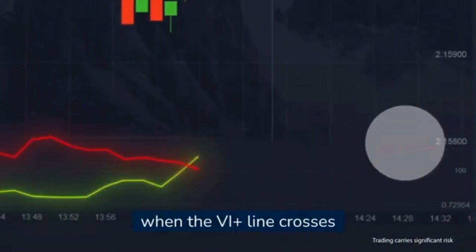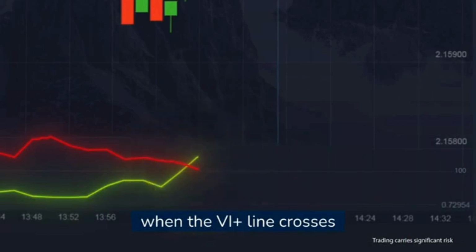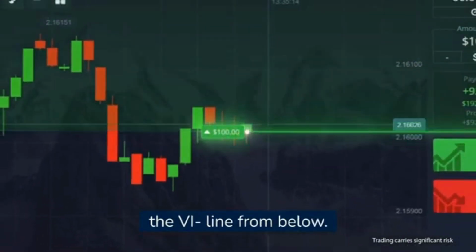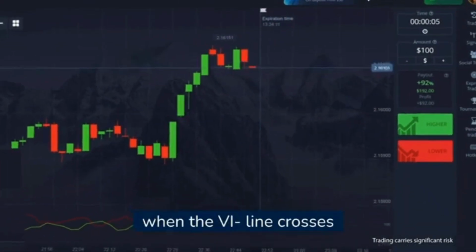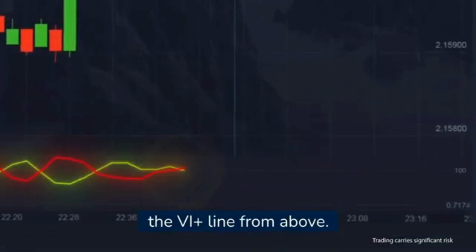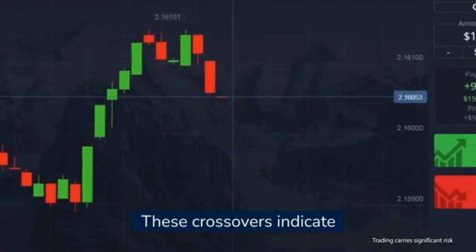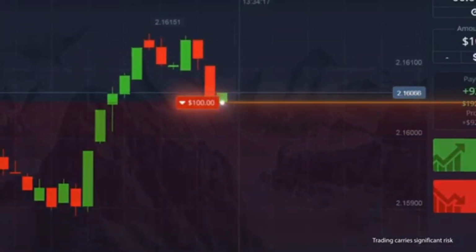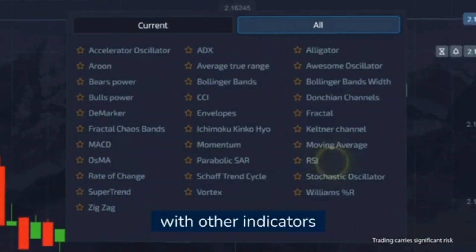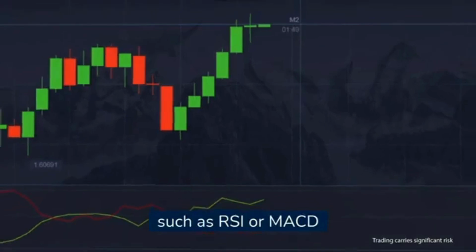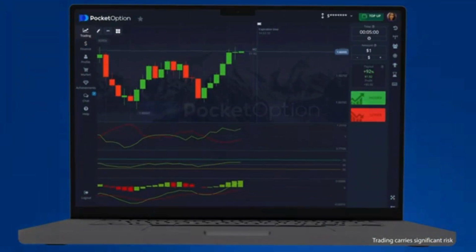Open an up trade when the positive vortex line crosses the negative vortex line from bottom to top. Open a down trade when the negative vortex line crosses the positive vortex line from top to bottom. These crossovers indicate the beginning of a new trend. Combine vortex signals with other indicators such as RSI or MACD to increase accuracy.